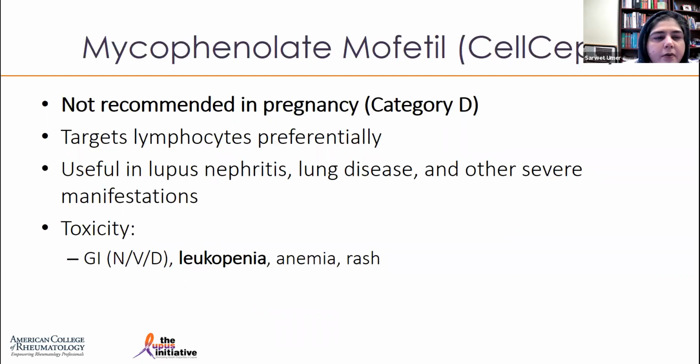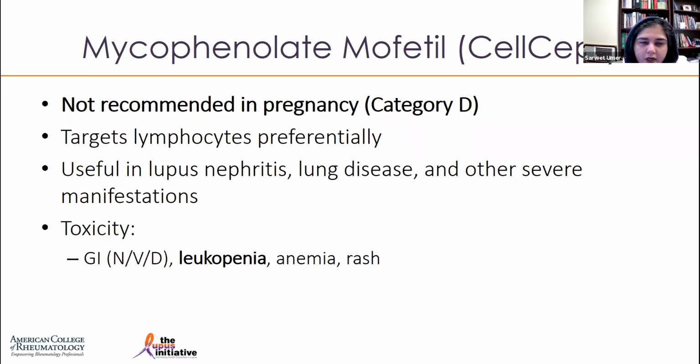Mycophenolate mofetil, or CellCept, is a teratogenic medicine. It's not recommended in pregnancy. It targets lymphocytes preferentially. It's useful in lupus nephritis, in lung disease, and in other severe manifestations. We use it for skin disease when it's very bad in a lupus patient. We also use it for myositis. A lot of lupus manifestations improve with mycophenolate mofetil, and it helps lupus patients to not stay on high dose oral steroid.